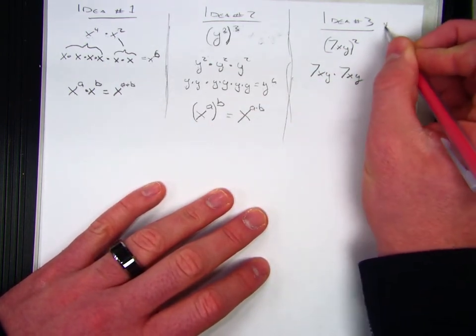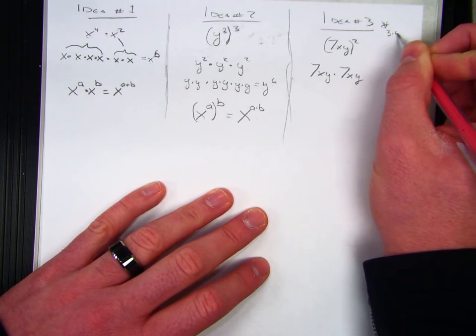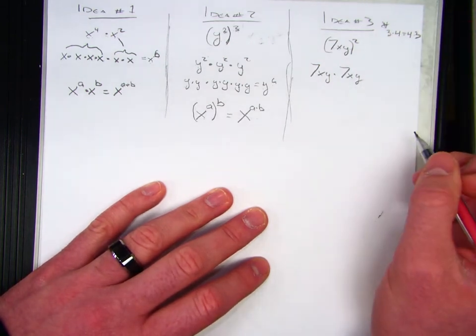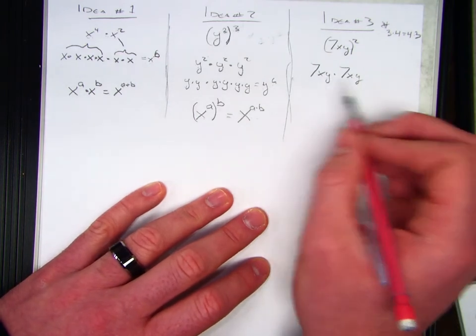Kind of the idea, kind of over here on a little side note, that 3 times 4 is the same thing as 4 times 3. That's what the commutative property of multiplication is. So based on that idea, I'm going to rewrite this right here.